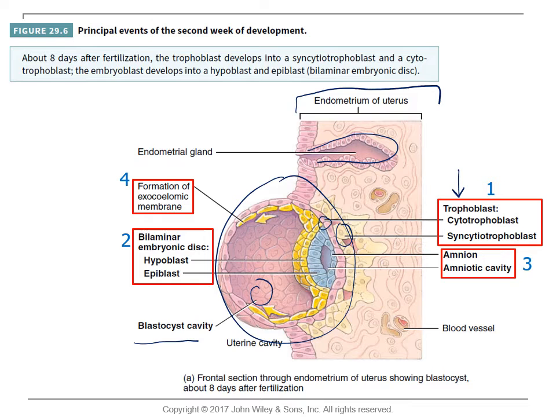Then, as we can see, here we have the amnion, and inside here we have the amniotic cavity, the blood vessels, and here we have the bilaminar embryonic disc, which is made up of the hypoblast and the epiblast. The inner one is going to be the epiblast, and then here we have the hypoblast, and finally we have the formation of the exocoelomic membrane.